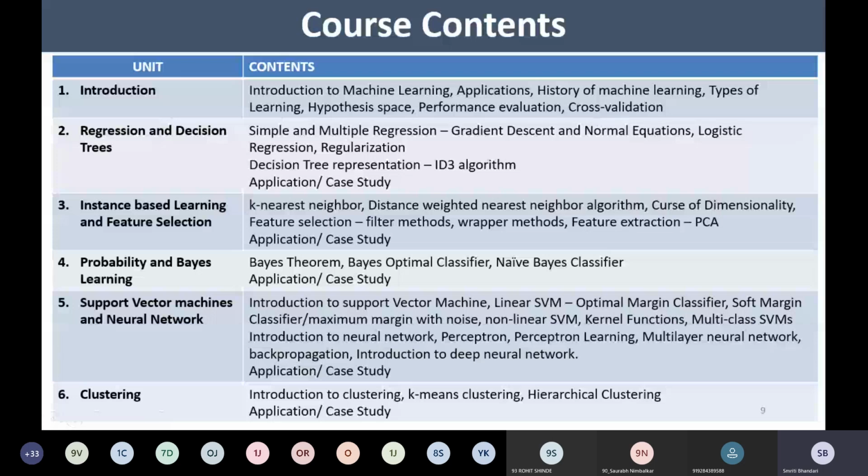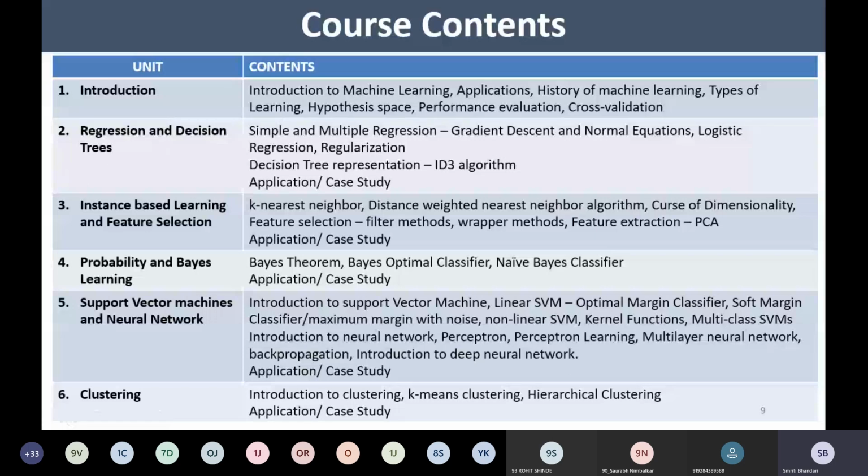cross-validation. In unit number 2, we are going to look at one of the machine learning algorithms, and that is known as the regression algorithm. Also, in this unit, we'll be focusing upon the decision tree algorithm, and that is a kind of classification algorithm.